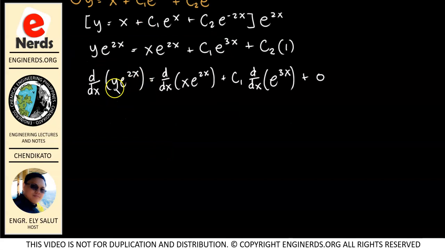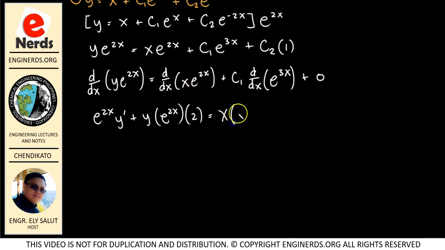We need to take the derivative of y e to the 2x. Okay, so first I will have e to the 2x y prime plus y times the derivative of e to the 2x, which is e to the 2x times the derivative of 2x, which is 2. Okay? Then this is equal to the derivative of x e to the 2x. So we have x times the derivative of e to the 2x. So we have e to the 2x times the derivative of 2x, which is 2. Then plus e to the 2x times the derivative of x, which is 1.